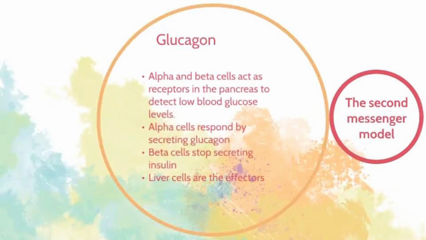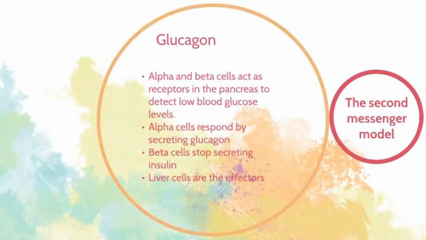And what happens is that alpha and beta cells in the pancreas both act as receptors, and if the blood glucose levels get too low, then the beta cells will stop releasing insulin and the alpha cells will start releasing glucagon. So the effector cells for glucagon are the liver cells. Remember, insulin works on the liver cells and also on the fat and the muscle cells, but glucagon only acts on the liver cells.